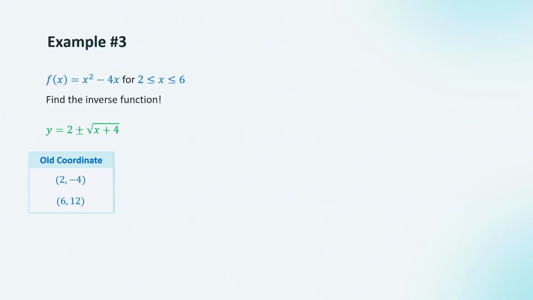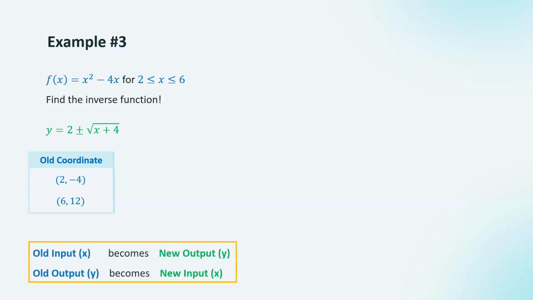And then we need to remember, in an inverse function, the old input becomes the new output. The old output becomes the new input. What I'm trying to say is that for an inverse function, you just need to flip the x and y values so that it looks like this. So now the new coordinates in the inverse function are (-4, 2) and (12, 6).